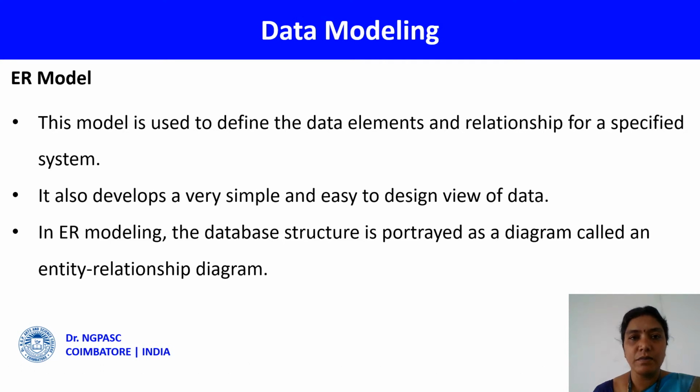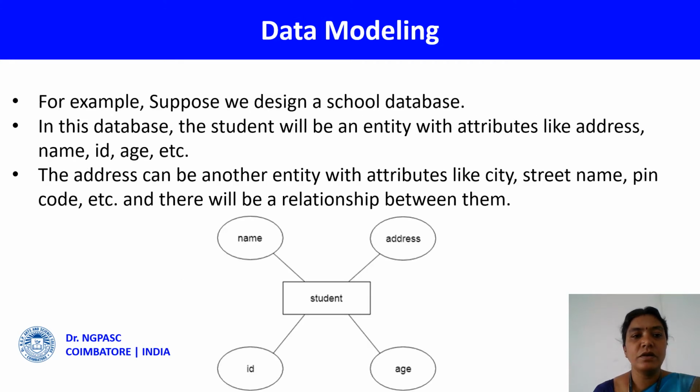In ER modeling, we can view the database structure in the form of a diagram, which is called an entity relationship diagram. For example, if you are going to design a database for a school, we will have certain entities and attributes. Here the student will be the entity, and the attributes are the information you are going to store about that student. For example, you can store the name of the student, address of the student, roll number or ID of the student, the age, etc. All this information will be stored as attributes.